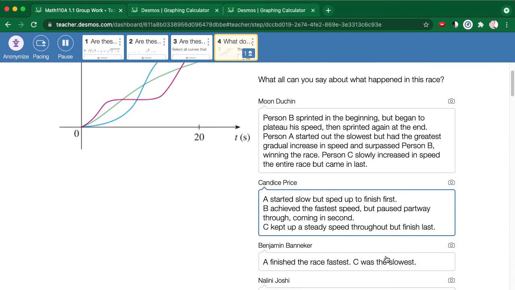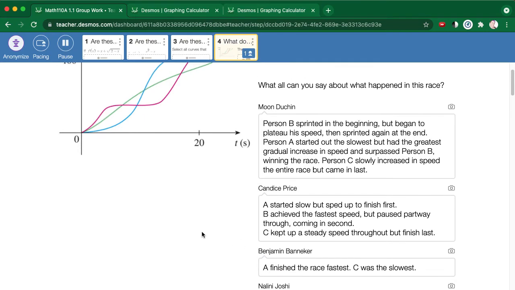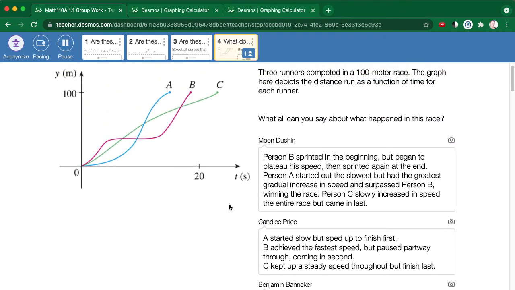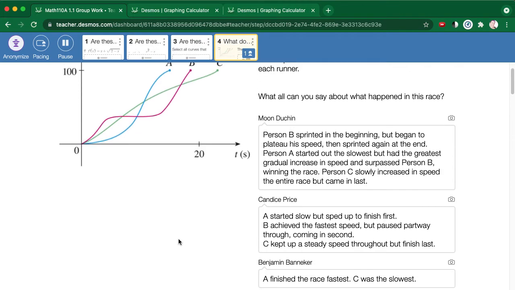I'm going to look at some more answers. Person A started slow, but sped up to finish first. Person B achieved the fastest speed, but paused partway through, coming in second, and person C kept up a steady speed throughout, but finished last. Okay, so this person said A finished the race fastest and C was the slowest. I think this is consistent with what other people said so far, but there's a lot of information shown in this graph. So you should take a moment to think about what evidence you have that person A finished the race fastest and person C finished last.